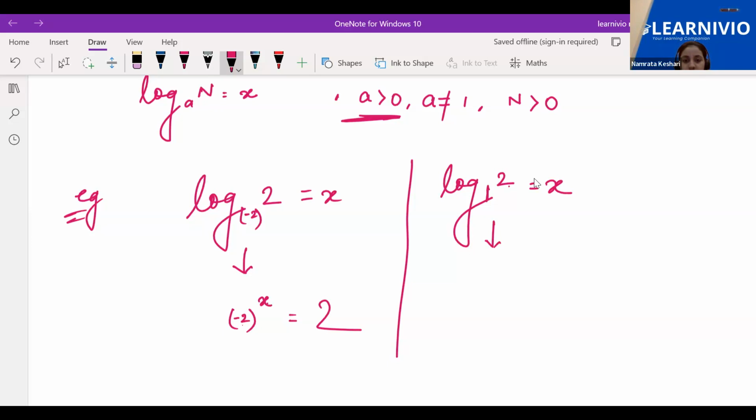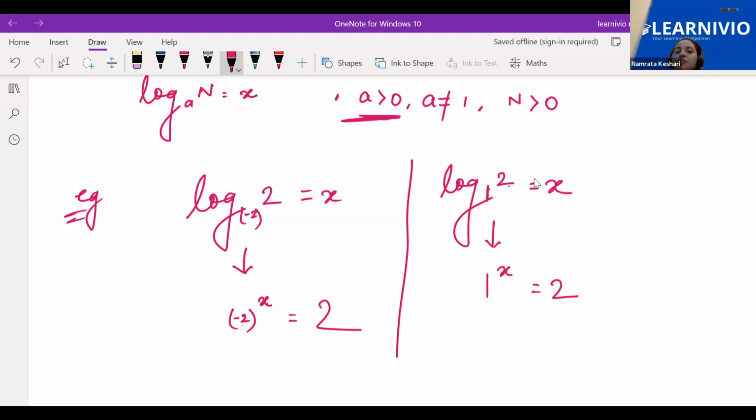2 equals 1 base x. 1 to the power x is equal to negative... Is it possible any time that 1 raised to the power of any number, take x as anything, is it possible? No. So that's why there is a foundation that the base must be bigger than 0 but not 1.